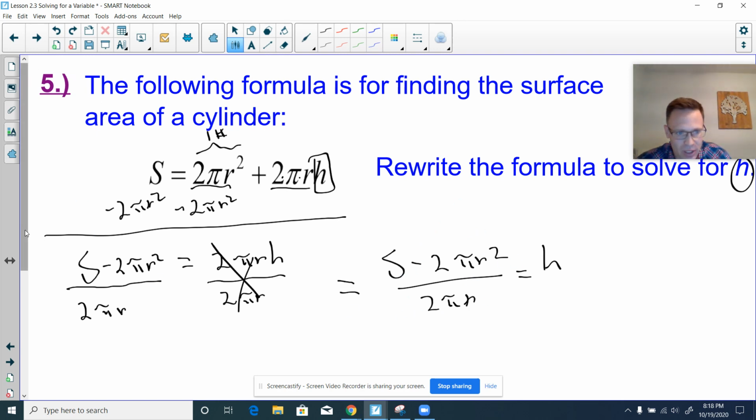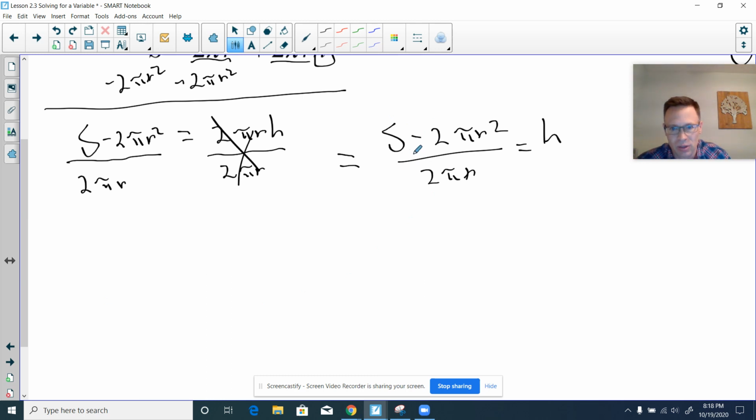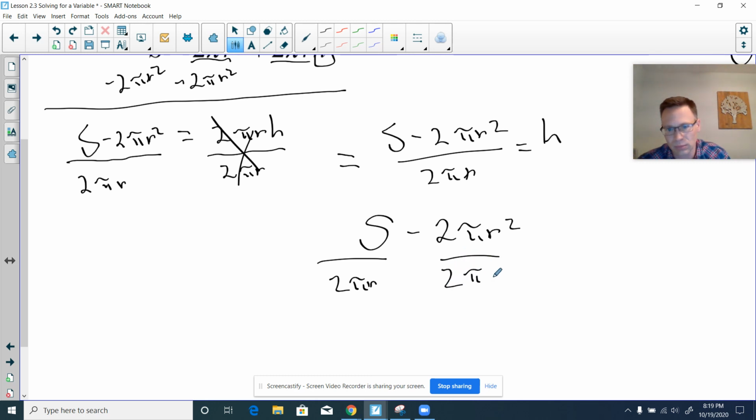I'm going to go a step further and say that this can be simplified, and I'm just going to illustrate something here. Remember that when I have two terms in the numerator and one term in the denominator, both terms are being divided by what's in the denominator, right? So what I really have here is an s minus 2 pi r squared being divided by 2 pi r separately, right? And that's equal to h. The reason I'm doing this is because, look, that's gone, that's gone, that's gone, that's gone, and I can get rid of one of the r's, right? I can get rid of one of these r's.